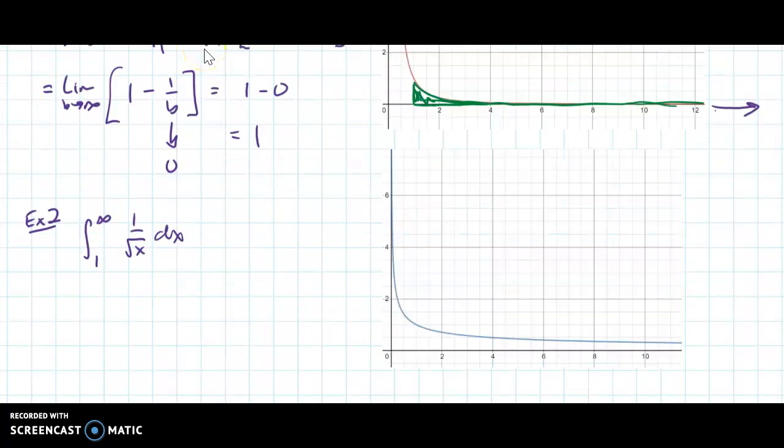Okay, next example is going to be the integral from 1 to infinity of 1 over root x dx. So I've got the graph of 1 over root x here. It's blue, and it's on the same scale as this one up here. So you should see that it's a little bit bigger than this red graph up here that we just said the area under is 1. Right? So this one right here, it does go to 0.